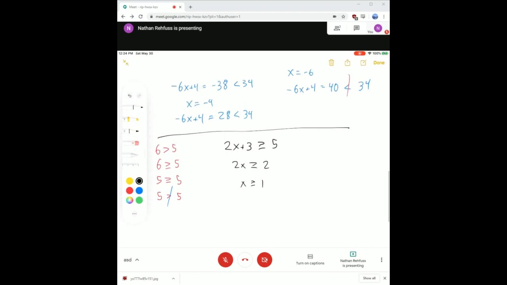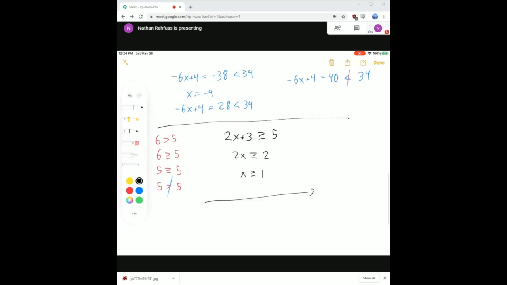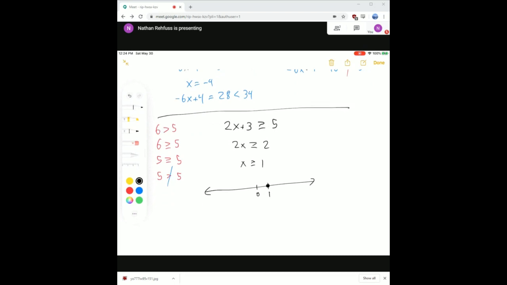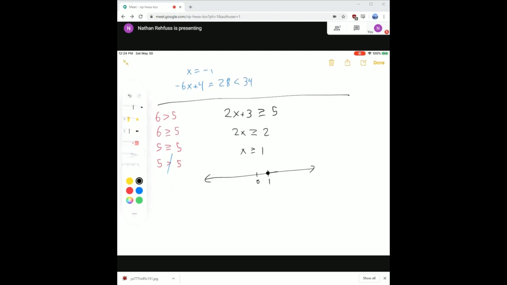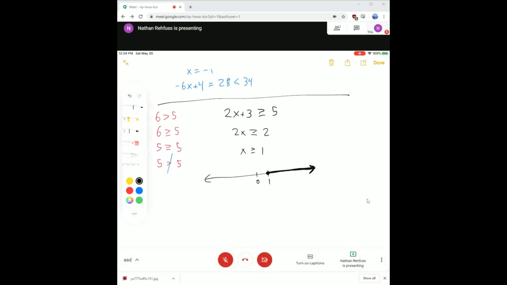On a number line, I might write that like this. Here's 0, here's 1. And the way I'm going to draw it is I'll fill in a circle at 1. So x could be there. And then I'm going to shade in all of the numbers bigger than 1 all the way up to this arrowhead. That arrowhead is going to represent that any number bigger than 1, no matter how far to the right we go, works.